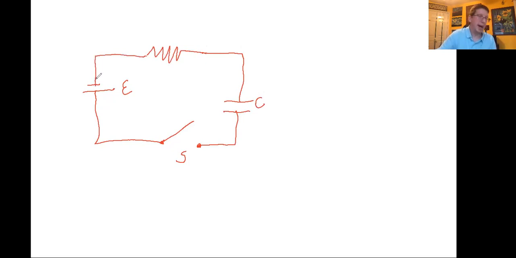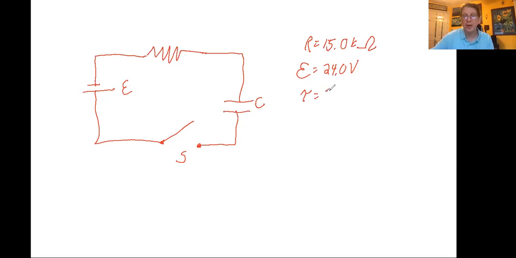So it looks something like that. And we are given the total resistance is 15.0 kiloohms. We know the battery's EMF is 24.0 volts. And the time constant, tau, is measured to be 24.0. Right, they're both 24.0? Yes, 24.0 microseconds. And that's microseconds, 10 to the negative 6.